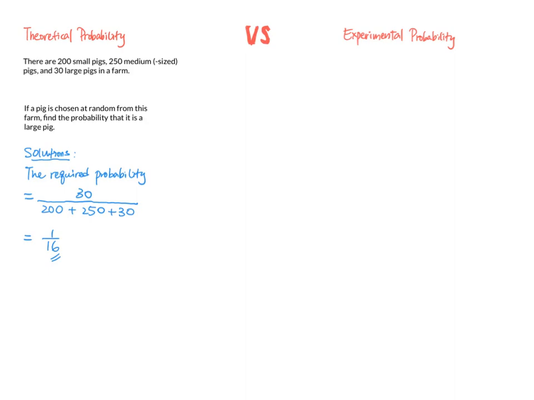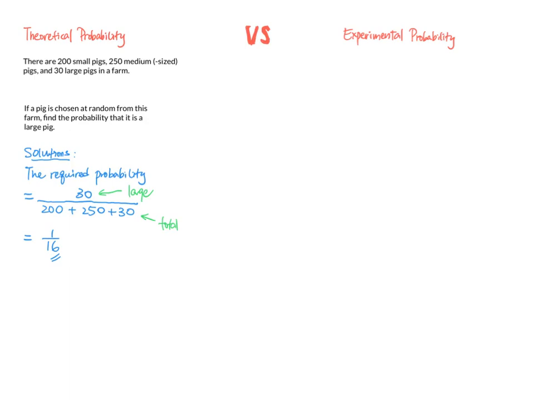There are 200 small pigs, 250 medium-sized pigs, and 30 large pigs in a farm. If one is chosen at random from this farm, find the probability that it's a large one. So very easy. You take 30 as the number of large pigs, and this is the total number of outcomes that we wanted.